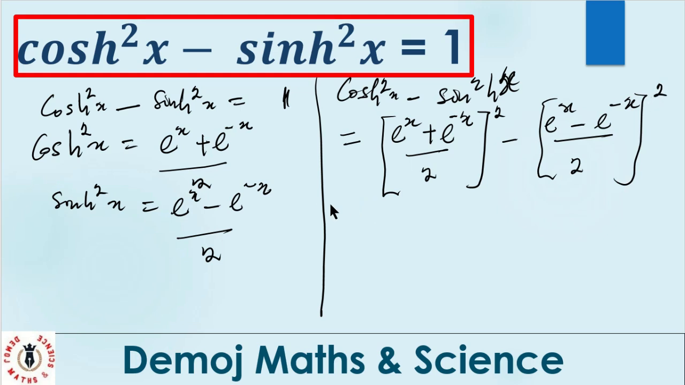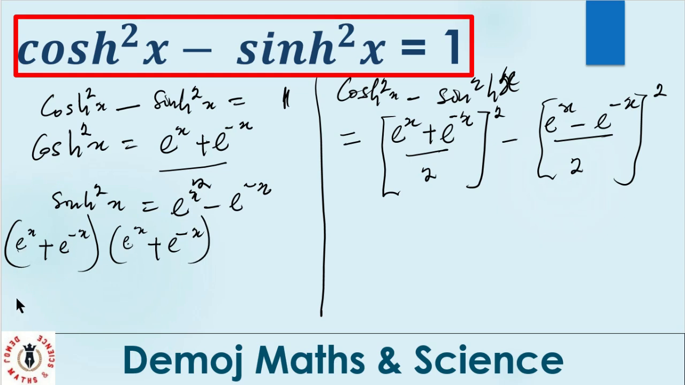Let's take the square of the numerator. That is, if I have e raised to power x plus e raised to power minus x, squared, it will be e raised to power x plus e raised to power minus x, times e raised to power x plus e raised to power minus x. We've only done a repeat of it. e raised to power x times e raised to power x becomes e raised to power 2x, plus e raised to power x times e raised to power minus x.